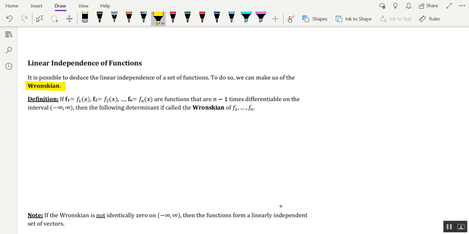So let's suppose that f sub 1, f sub 2, and f sub n are functions that are n minus 1 times differentiable on the set of real numbers. Then the following is called the Wronskian of these n functions. I'm going to write W of x equals, and in the first row of this determinant, we will insert the functions that are presented to us. So to be as generic as possible, let's say it's f sub 1 of x, f sub 2 of x, all the way down to f sub n of x.